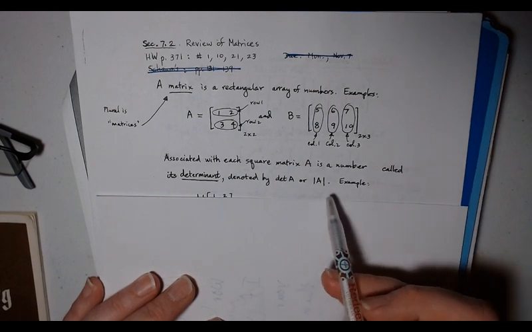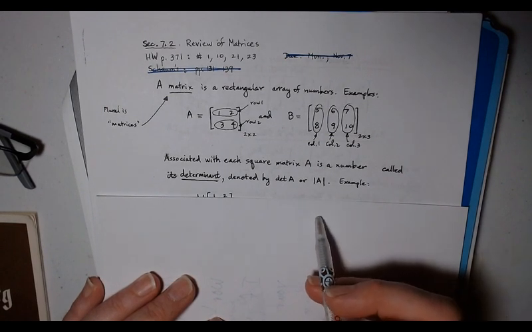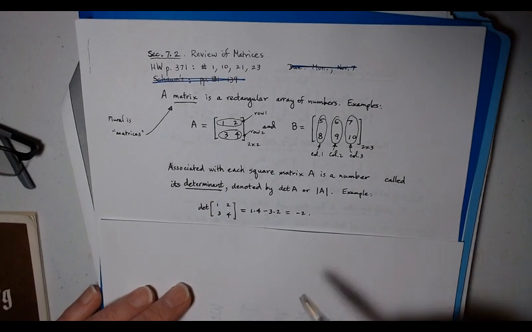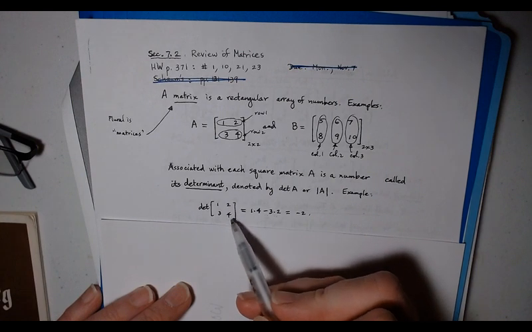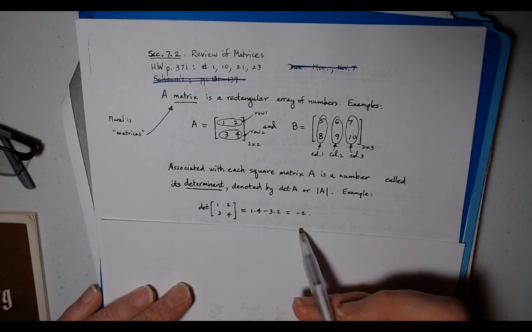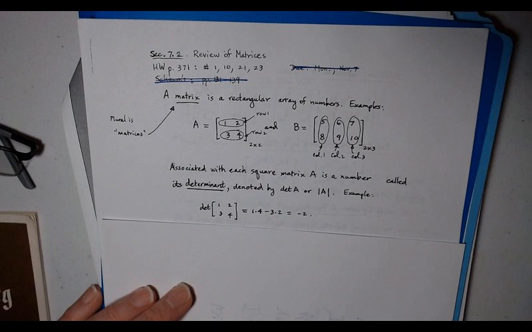Every square matrix has a determinant. A determinant is some measure of the matrix, and for a 2 by 2 matrix, we actually do this by multiplying on the main diagonal, multiplying on the other diagonal, and doing a subtraction of those two numbers. So 1 times 4 minus 3 times 2 is negative 2.